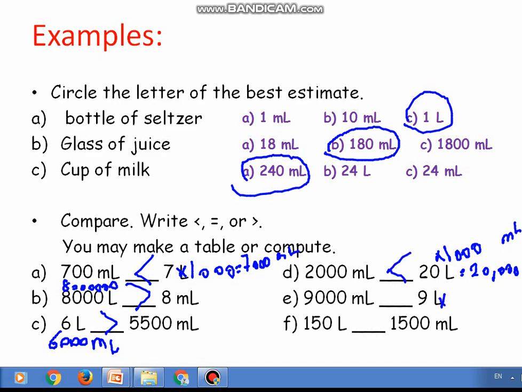9 liters times 1000 becomes 9000 milliliters. And this 9000 milliliters is milliliters and that is milliliters, so they are equal. Here 150 liters times 1000 becomes 150,000. Surely bigger than 1500 milliliters. Okay.